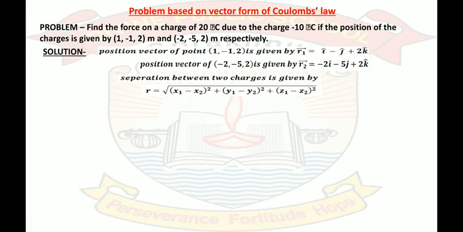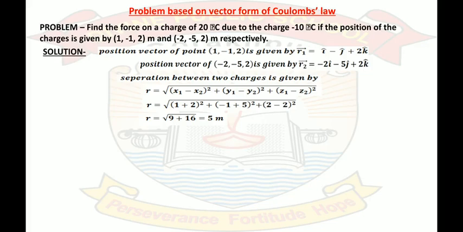We'll put the values. We are going to have 1 plus 2 whole square, minus 1 plus 5 whole square, plus 2 minus 2 whole square. It will become under root 9 plus 16, which is 25, and the root of 25 is 5 meter. So the separation is 5 meter. Distance we have calculated. Now the force on 20 microcoulomb due to minus 10 microcoulomb.